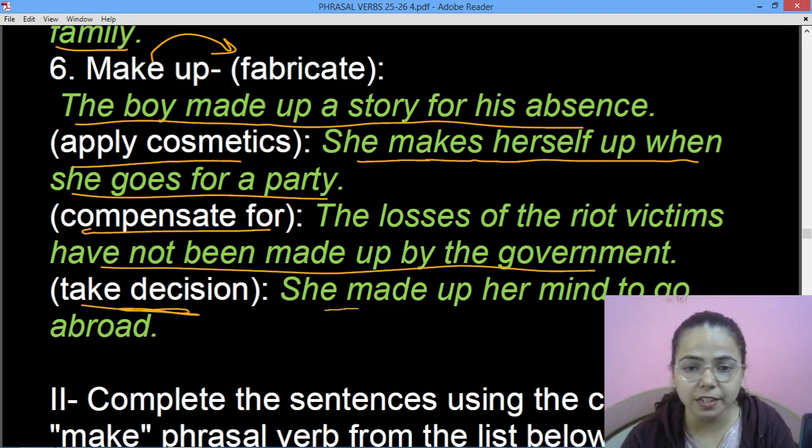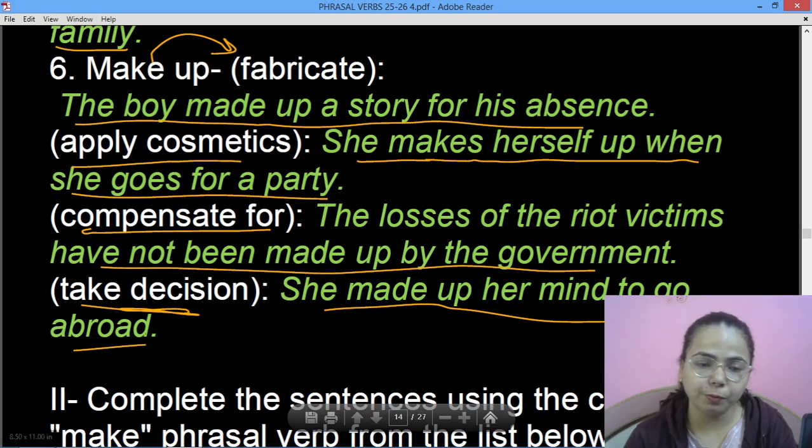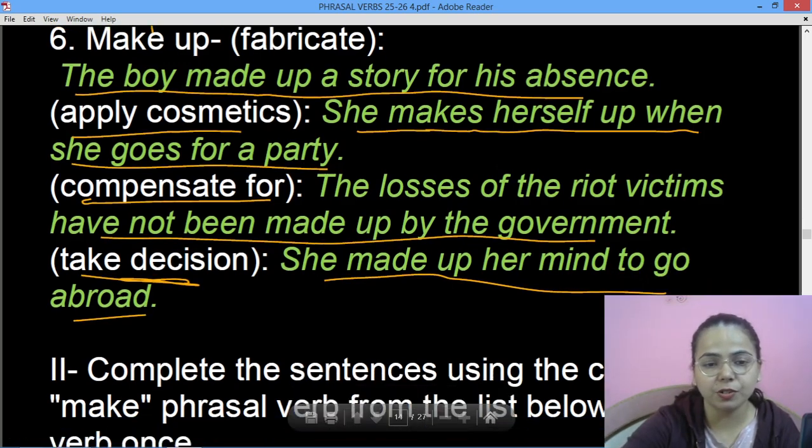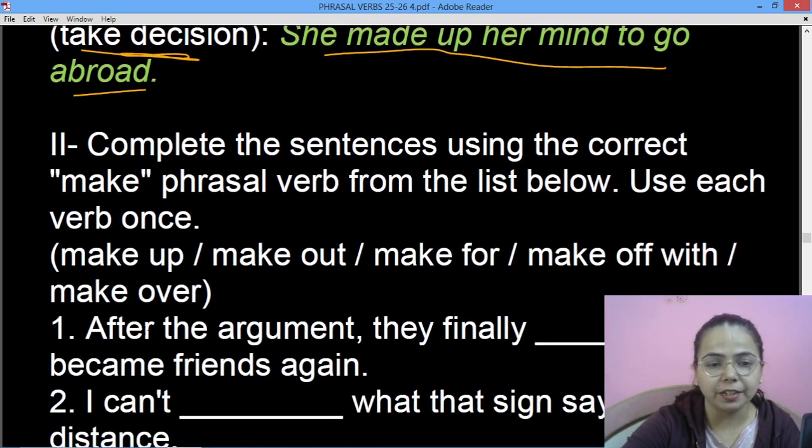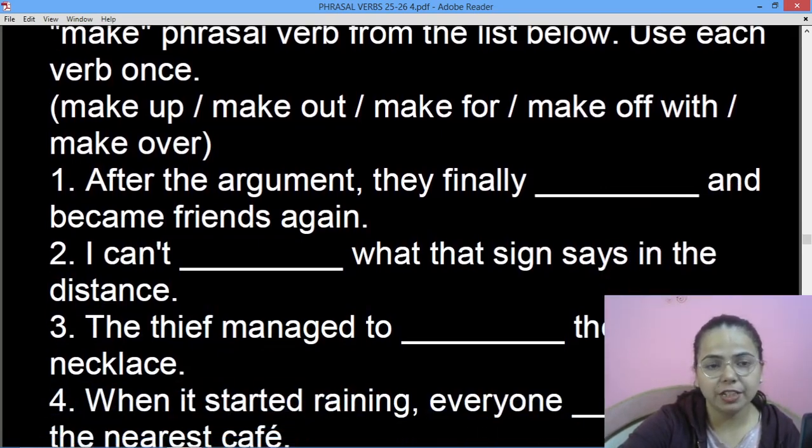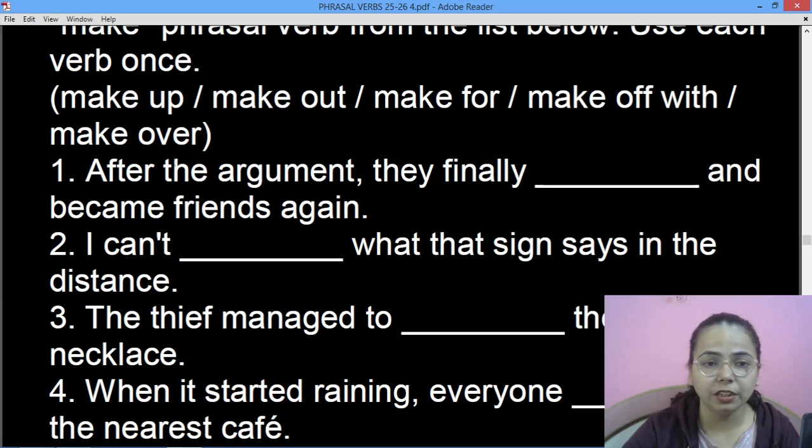Then to take decision. She made up her mind to go abroad. जब आप कोई decision लेते हो that is also to make up your mind. Okay, then after this you have to finish off with the exercises. After the argument they finally made up and became friends again. So they finally made up. Made up means to reconcile.